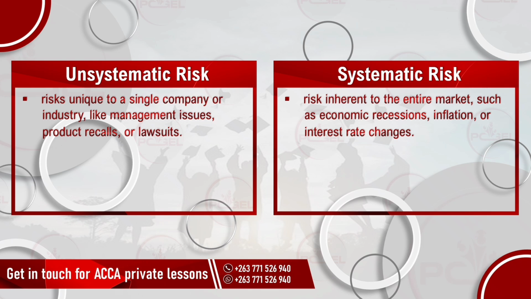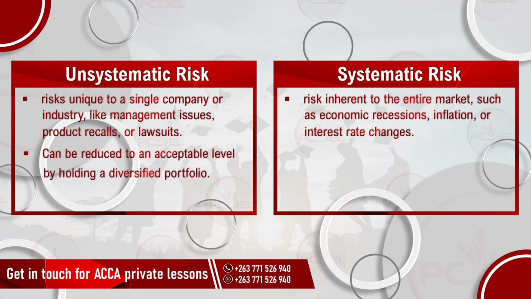Under the capital asset pricing model, it is assumed that the unsystematic risk can be reduced to an acceptable level by holding a diversified portfolio. As systematic risk is one that is inherent to the entire market, this can't be eliminated by diversification.